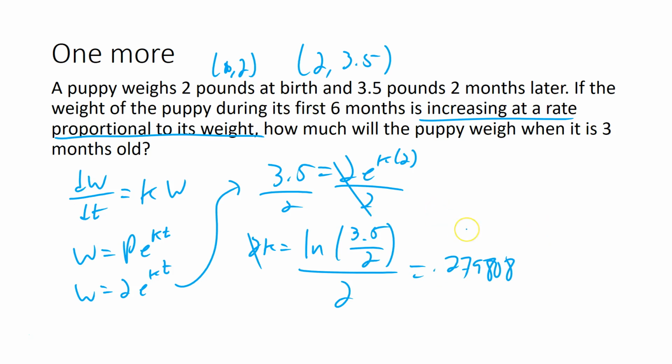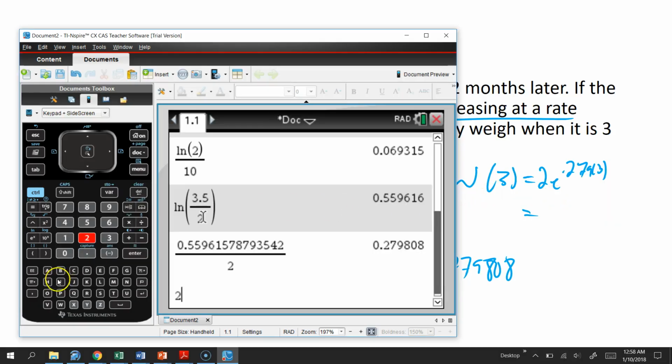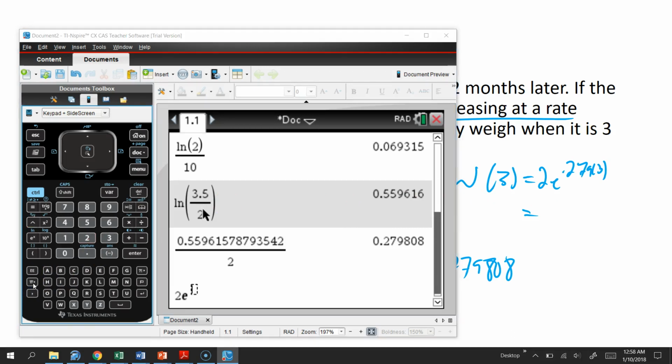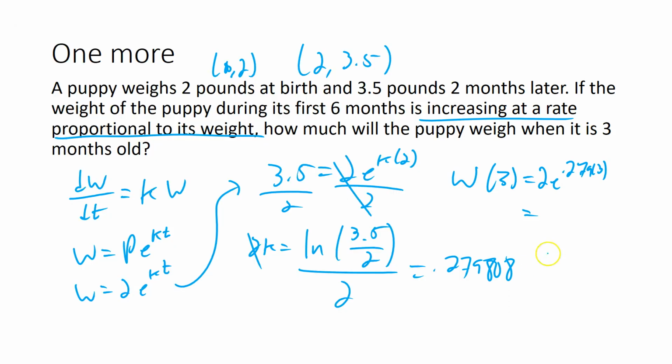So that's our k. Now what are they actually asking? How much will the puppy weigh when it is 3 months old? So W of 3 is going to be 2e^(0.279808 times 3), which gives me 4.63 pounds.